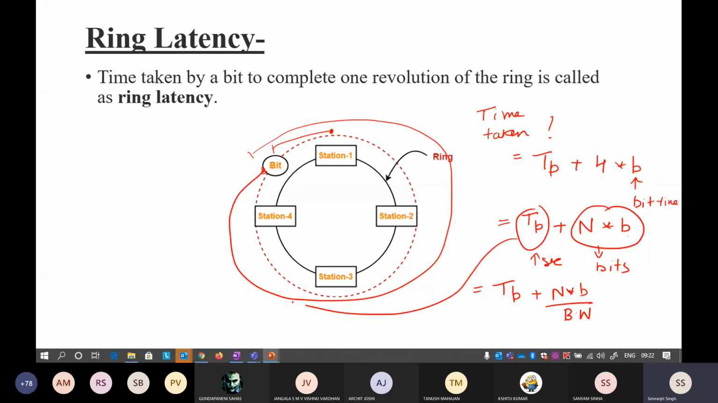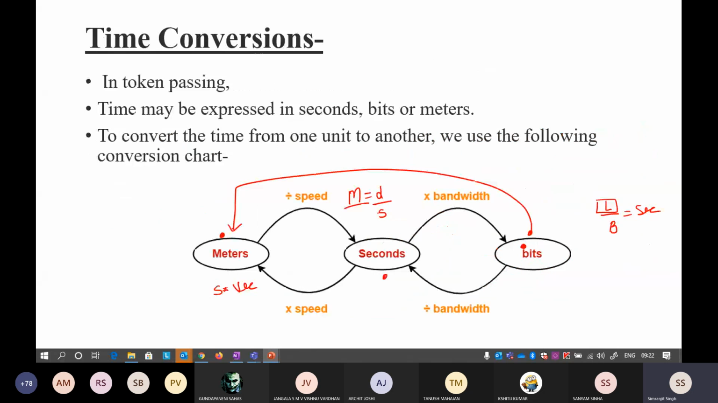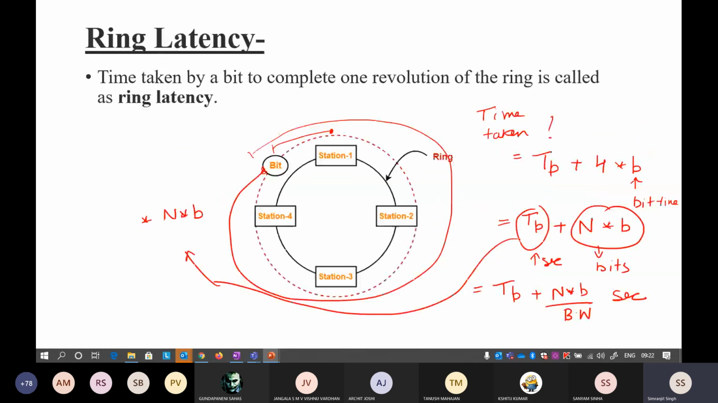Okay, so if you want to convert it into bits, you don't do anything for this one. So for this TP, how can you convert this into bits? Your TP is in seconds, we have to convert it into bits, so I have to multiply it by the bandwidth. So you can say TP into bandwidth. I think it's plus. Yeah, it's plus. So either this is true or this is true.